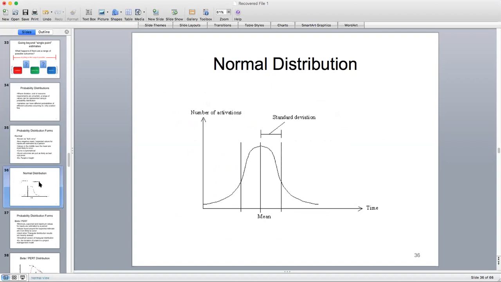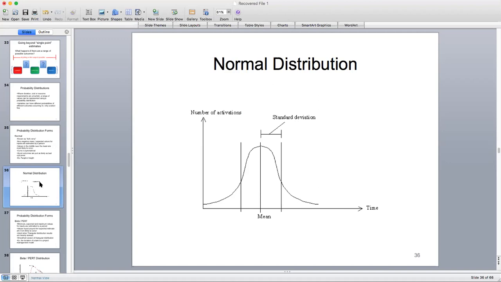At the top of the curve, you'll see the mean value. The mean value, again, is the average value. It's not the same thing as the median or the mode. The mean is the average. If we added everything up and divided everything by the number of units we have within that sample, that's our mean. And you can see that the curve is symmetrical.